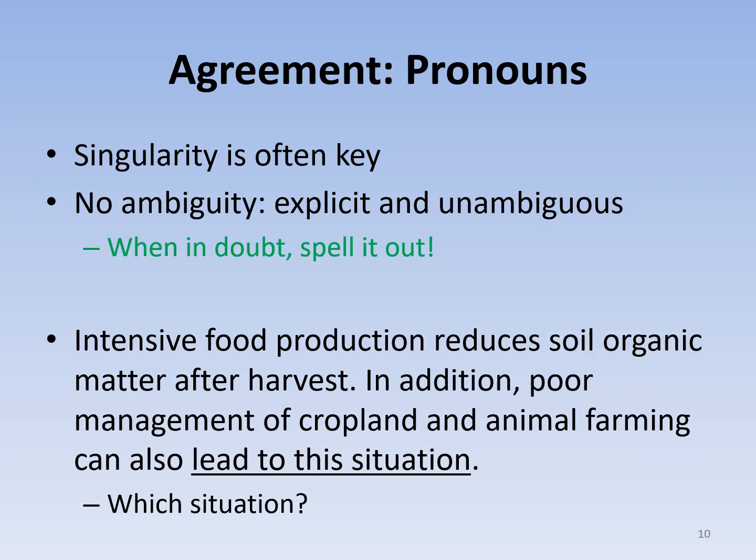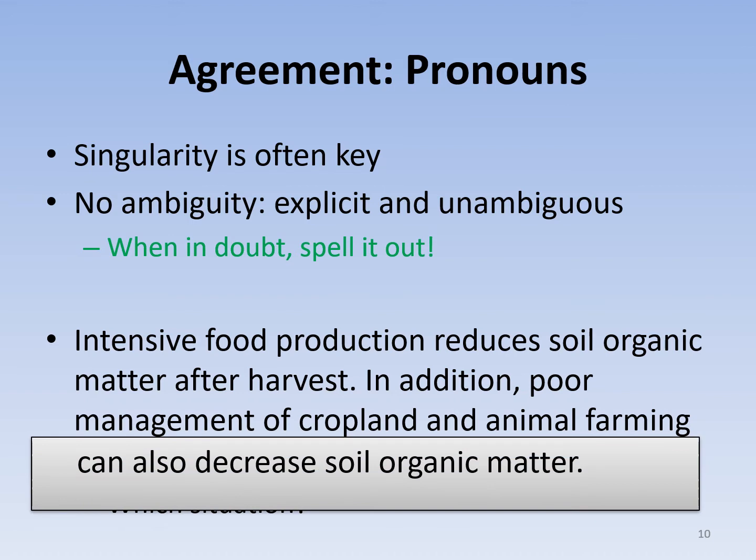A rule of thumb is that when you do not know if you are clear enough, you just spell it out. For example, for this sentence: "Intensive food production reduces soil organic matter after harvest. In addition, poor management of crops and animal farming can also lead to this situation." But what situation are we talking about? You can improve this sentence very easily by simply spelling out what exactly is going on: "Poor management can also decrease soil organic matter." Also, this is the situation that we are talking about.